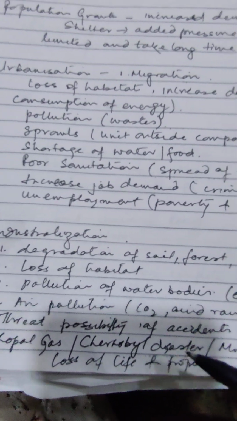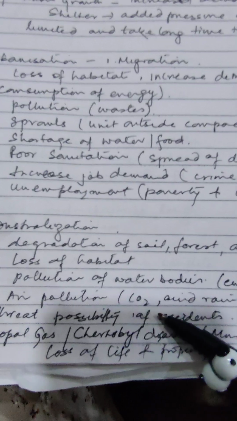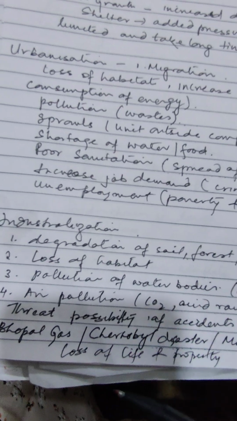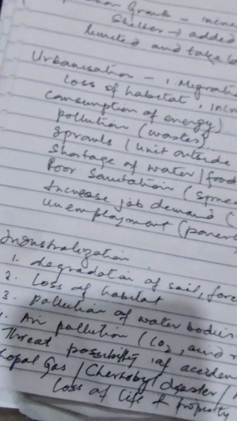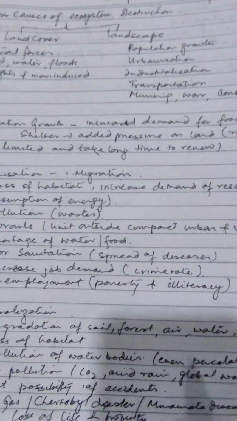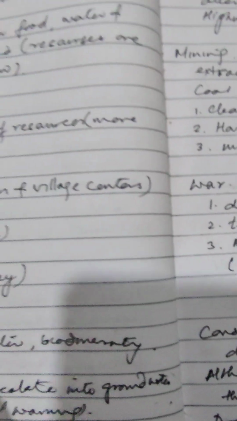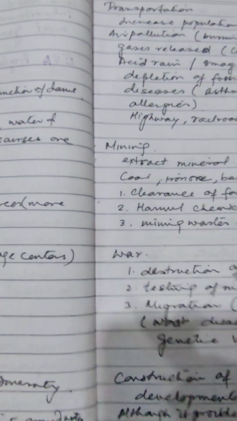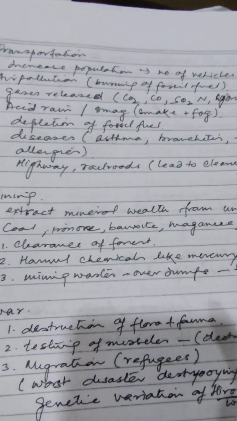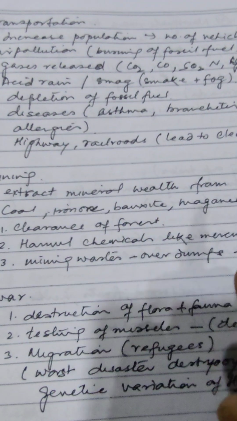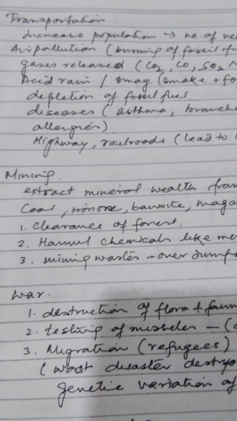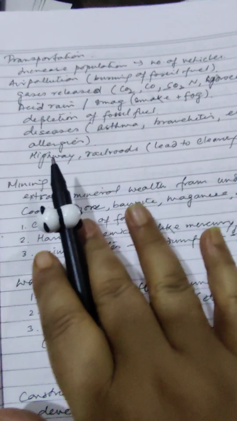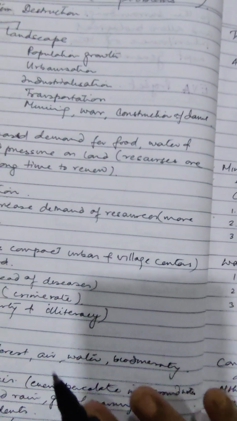a lot of industrialization, smoke and all, causing a lot of acid rain, carbon dioxide, global warming. A threat of accidents will also be there. You have already heard of the Bhopal tragedy, the Chernobyl disaster, and Minamata disease and all. Disease will spread because there is a lot of waste from the industries which is directly put into the water bodies, and this waste will also cause a certain level of degradation in the health of human beings and living organisms. So these are all effects of industrialization.